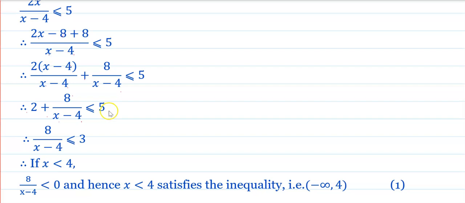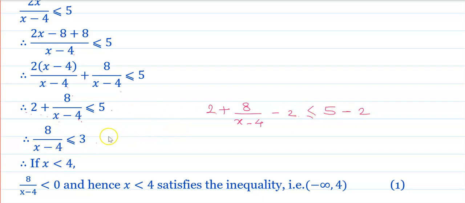Okay. Then subtract 2 from both sides. 2 plus 8 upon x minus 4 minus 2 less than or equals to 5 minus 2, that is 3. Plus 2 and minus 2 get cancelled. That is, see this here: 2 plus 8 upon x minus 4, subtract 2 from this inequality. Then plus 2 minus 2 will get cancelled. You will get 8 upon x minus 4.